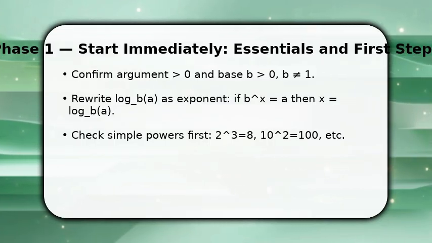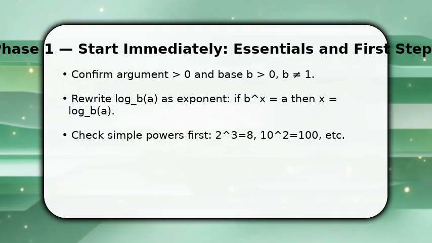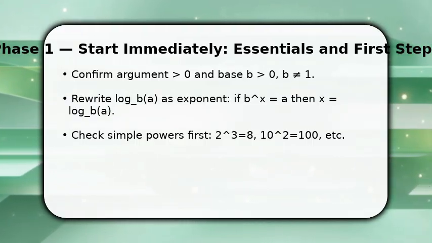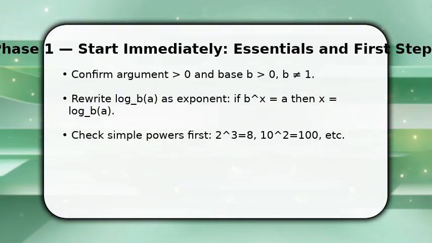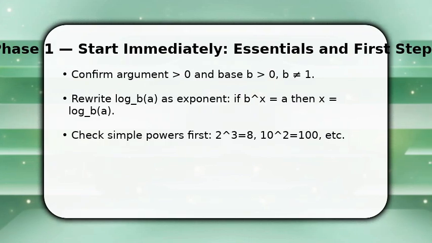If no simple power matches, make sure a and b meet domain rules. a must be positive and b positive, not equal to 1, otherwise the number is undefined. From here, decide whether to use algebraic manipulation or change of base to compute a numeric value.